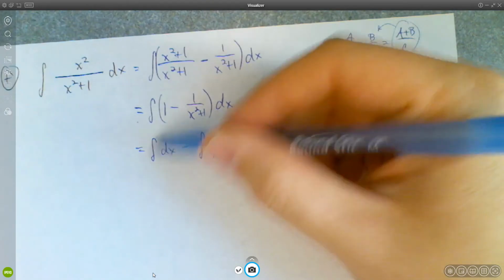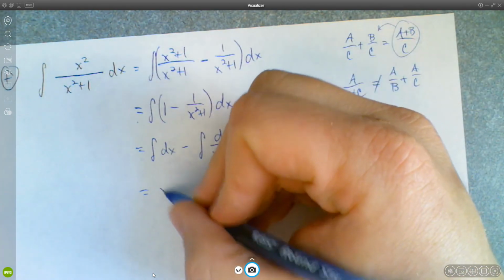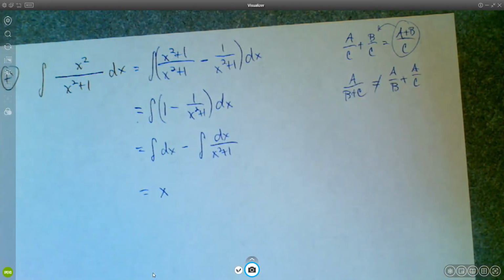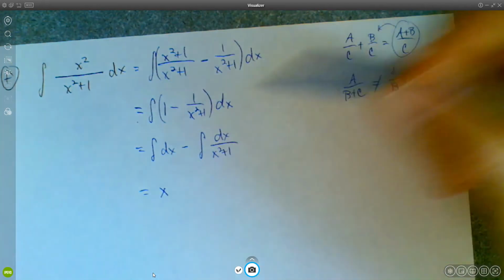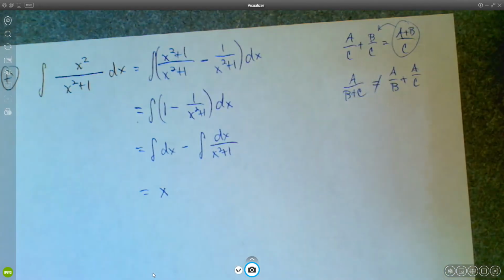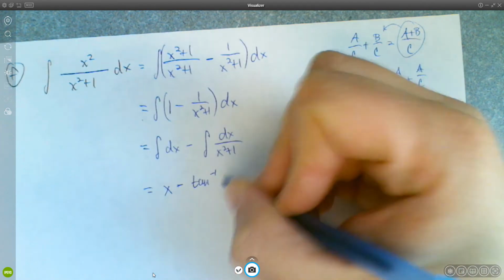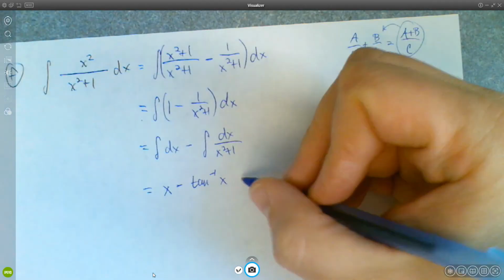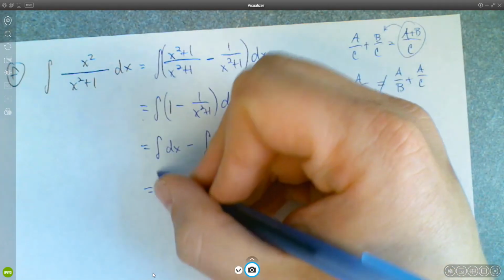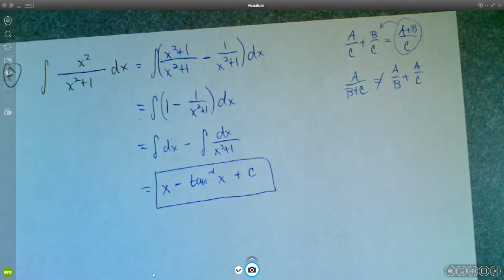So this antiderivative we can figure out pretty easily, right? The antiderivative of dx is just x. But what about this one? Can you think of a function whose derivative is 1 over x squared plus 1? It should be tangent inverse of x. And there you go: x minus tangent inverse of x, plus c.